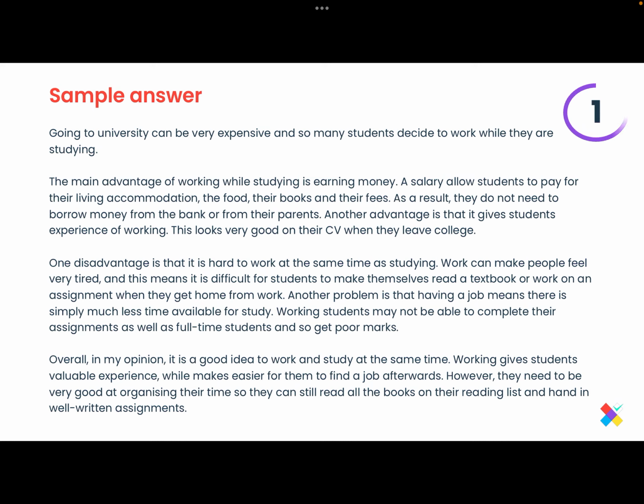Now, I'd like you to go to the second step. You're going to read a model answer. While you read, I would like you to consider whether it mentions any of your ideas, what other advantages and disadvantages it mentions, and what phrases for introducing advantages and disadvantages the student uses. All right, here's the sample answer. You've got 2 minutes to read it and to identify the phrases for introducing advantages and disadvantages.